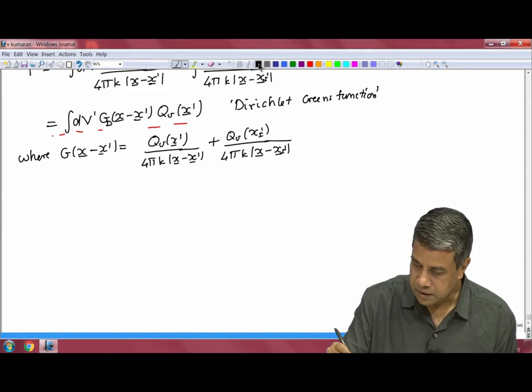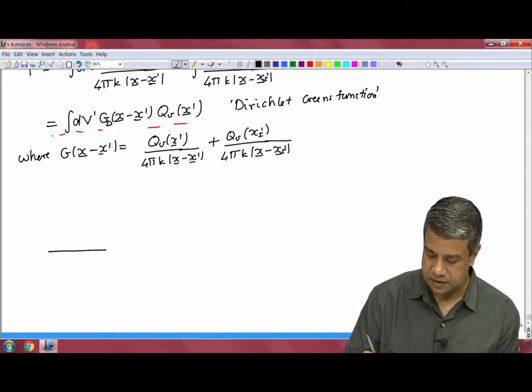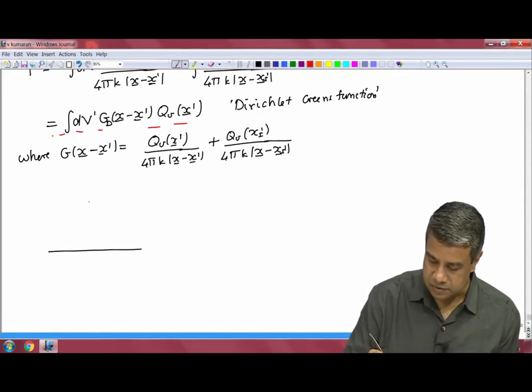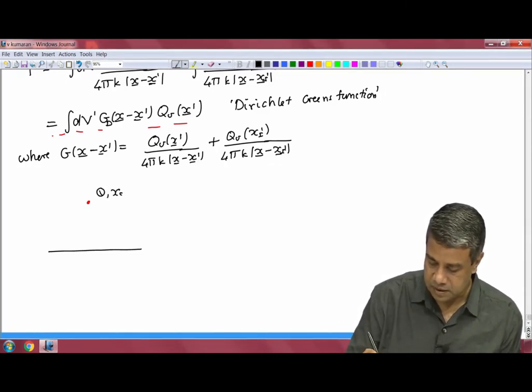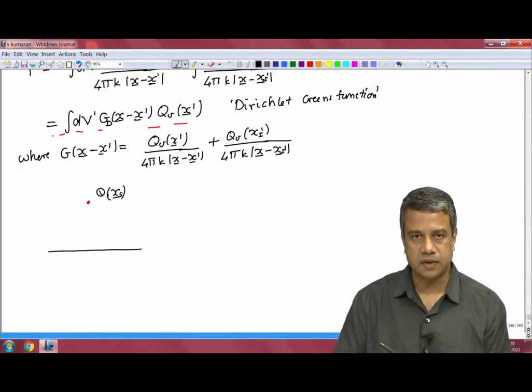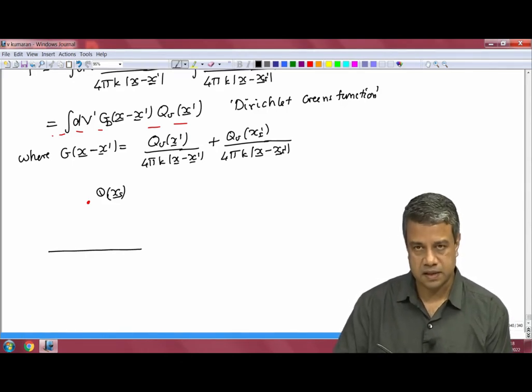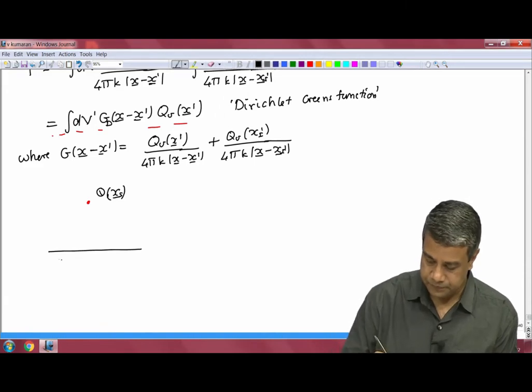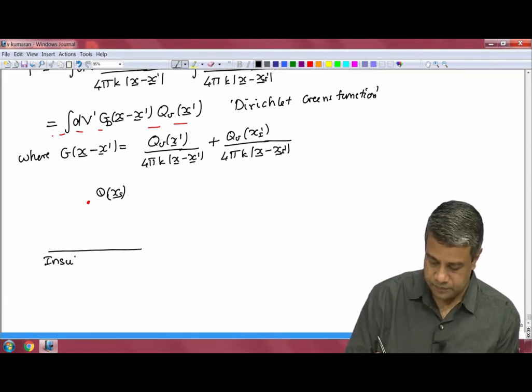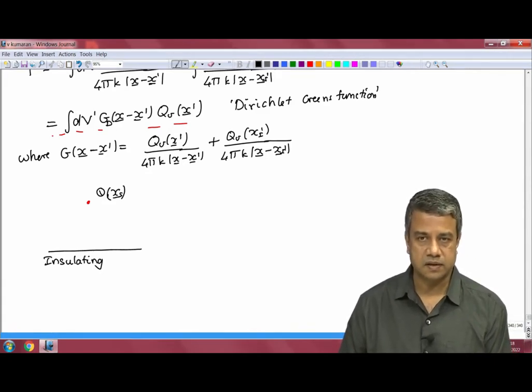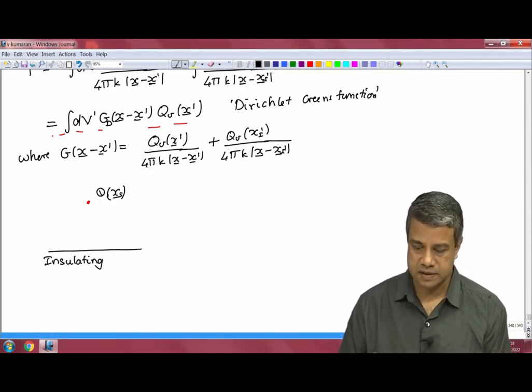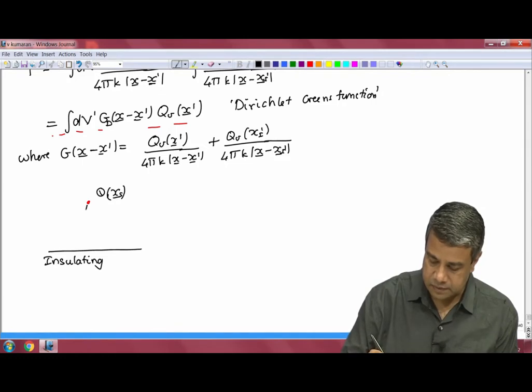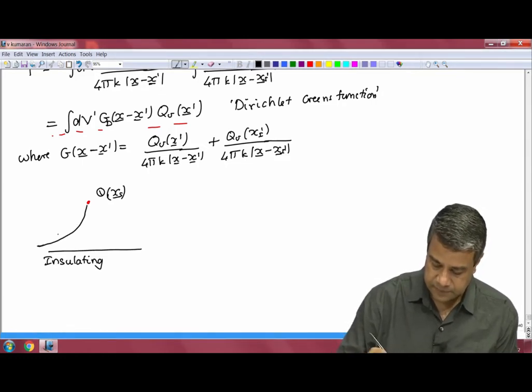What if I, on the other hand, had a perfectly insulating surface, and I had a point source Q located at x_s? The point source is Q, it is located at x_s, and the surface is insulating. That is, there is no heat flux through the surface. There is no heat flux through the surface. That means that the flux lines have to go parallel to the surface.